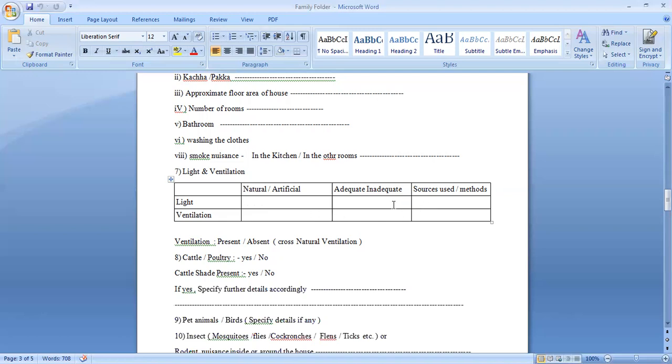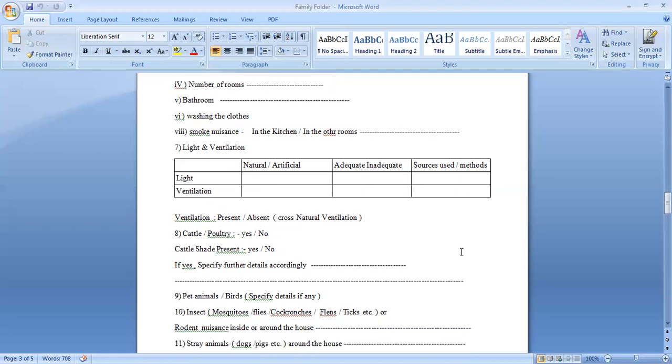So you have to write accordingly, adequate or inadequate. For ventilation, if the window and doors area is 2/5 of the total floor area, then the ventilation is adequate, otherwise it is not. So whether the ventilation is adequate or not, and the source, use and methods for ventilation, all this you have to mention here. So ventilation, whether present or absent, whether cross ventilation and natural ventilation are there or not.